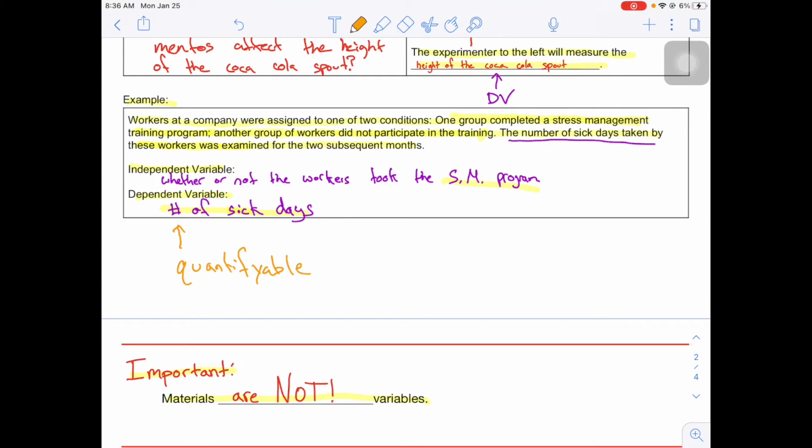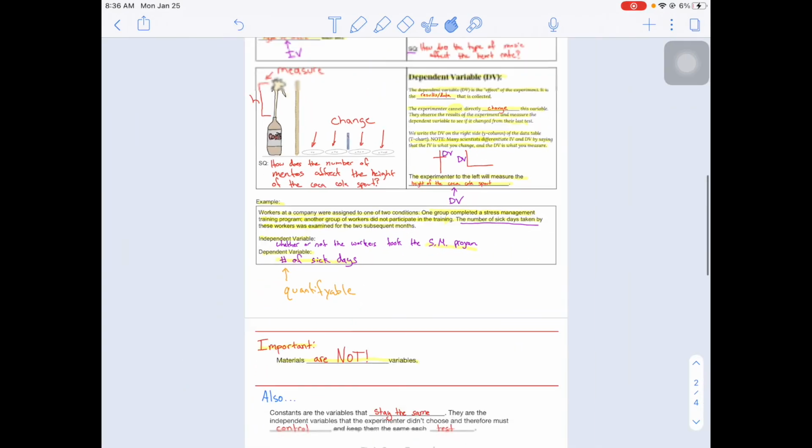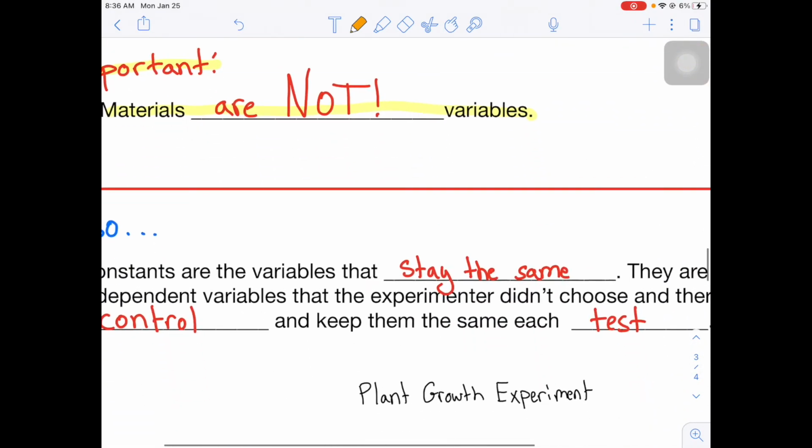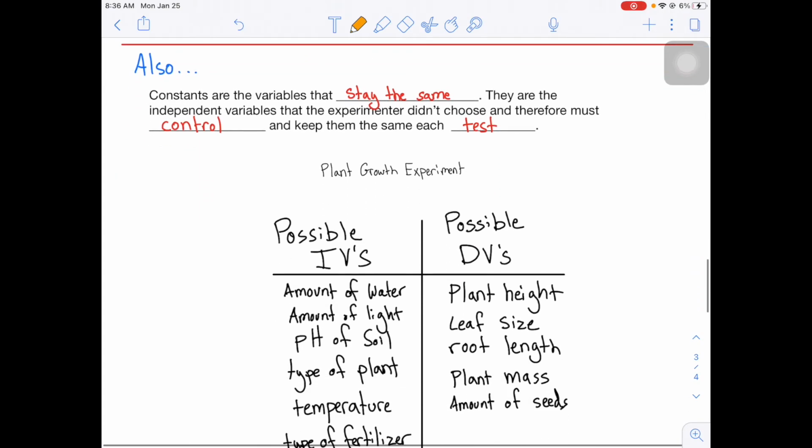Variable. That'll really help. Again, for this one, how does the number of Mentos affect the height of the Coca-Cola spout? I did not say how does Mentos affect Coca-Cola. Materials are not variables. The amount of Mentos is, and the amount of height the spout achieves is. Cool. All right, last thing, very last thing.